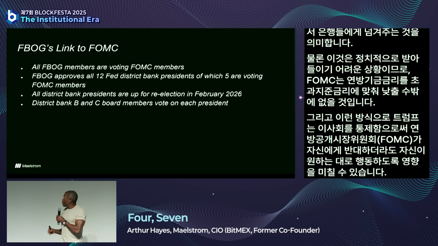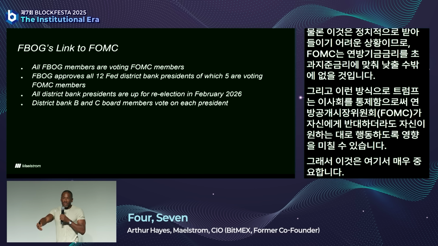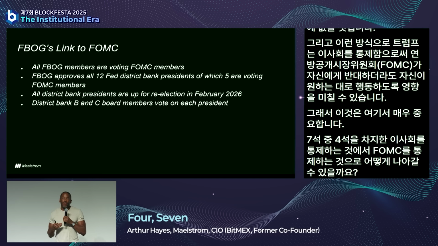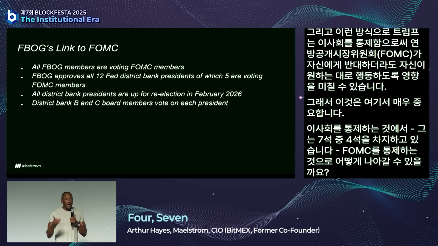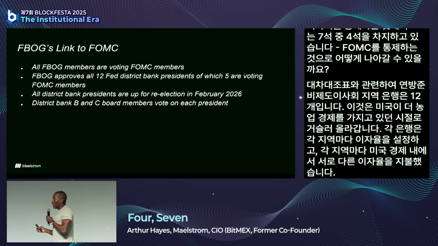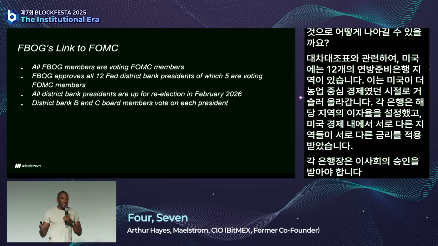And so this is very critical here. How do we go from control of the Board of Governors, he's got 4 out of 7 seats, to control of the FOMC and the balance sheet? So there are 12 district banks, Fed district banks. This is back in America when they were more of an agrarian economy. Every bank set interest rates for the different districts who made different things in the American economy. There's 12 of these. Each bank president must be approved by the Board of Governors, and there are 12 of these bank presidents. They rotate as voting members on the FOMC.